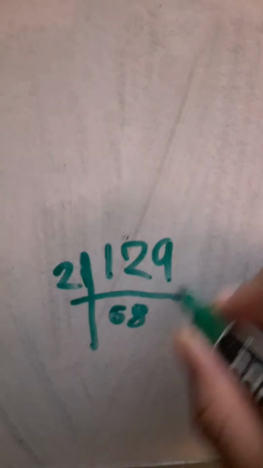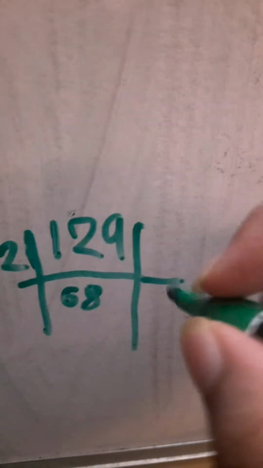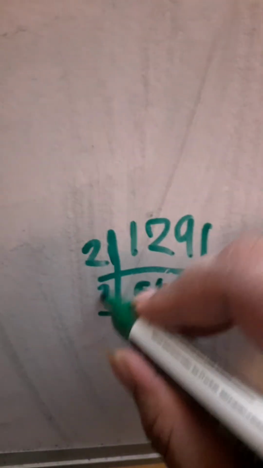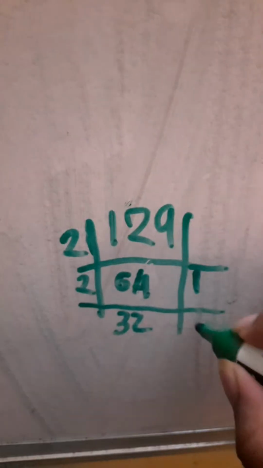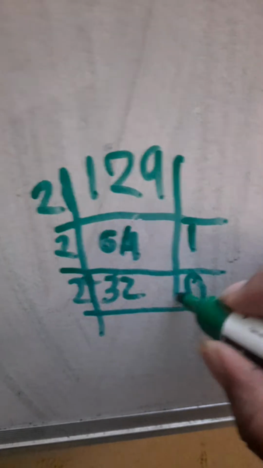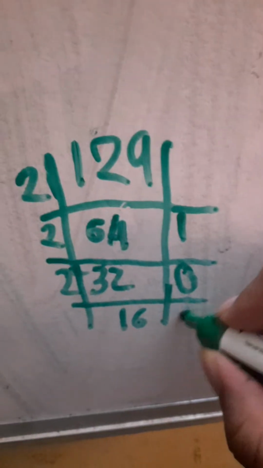The exponent is 129. But do I have to write it as 129? No, this is a decimal number. I have to convert it into binary, so I have to divide it by 2. 2 64s are 128, remainder 1. 2 32s are 64, remainder 0. 2 16s are 32, remainder 0.